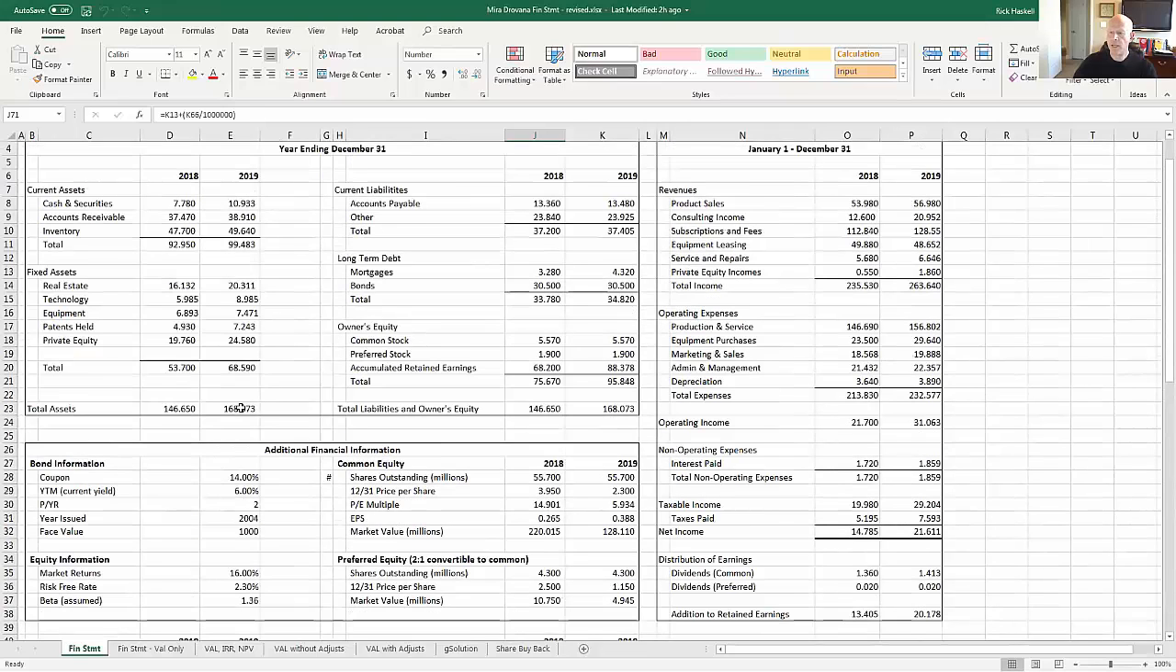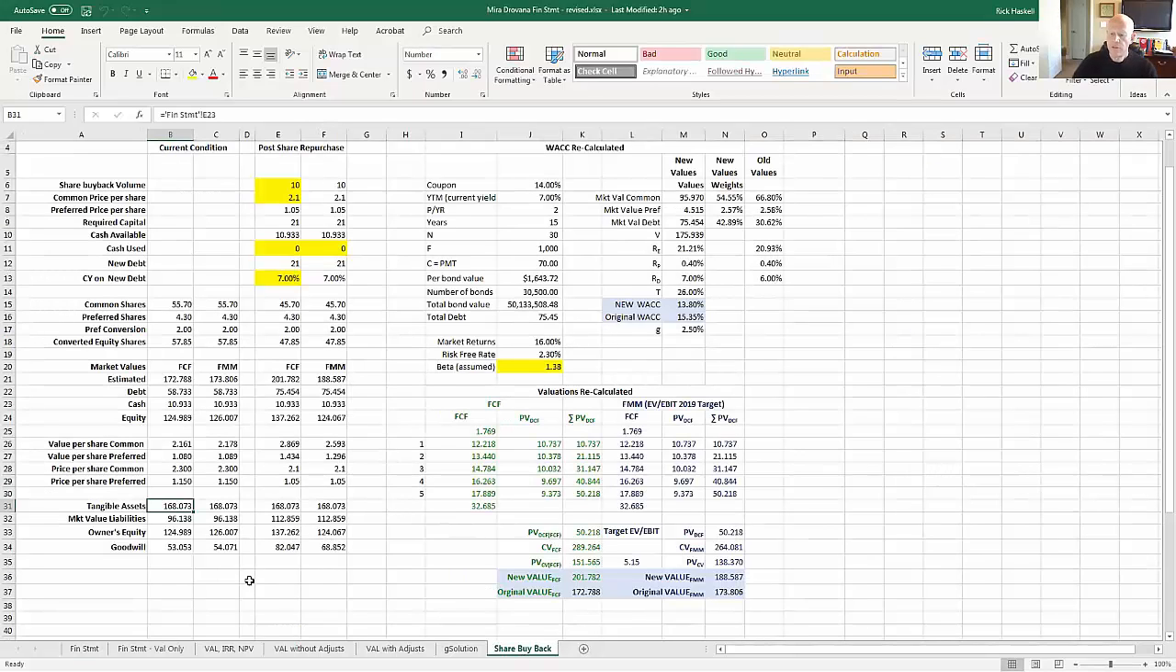The value of the tangible assets combined is 168.073. But what I don't know is the value of the intangible assets, and so I want to find that. So I know that if tangible assets plus intangible equals liabilities plus owner's equity, then I can rearrange that equation to say that intangible assets, or goodwill, equals liabilities plus owner's equity minus tangible assets. So that's what we've done in calculating goodwill.